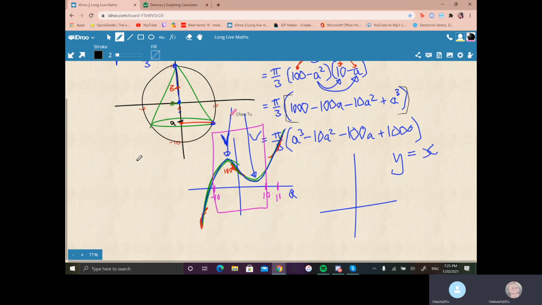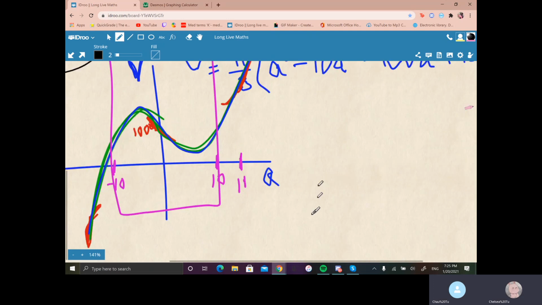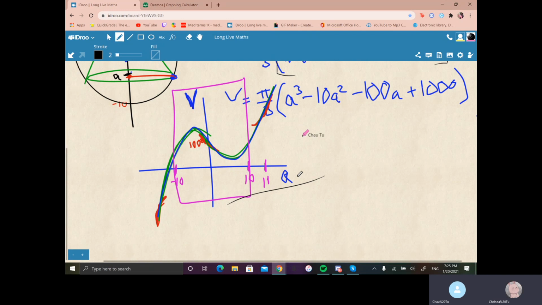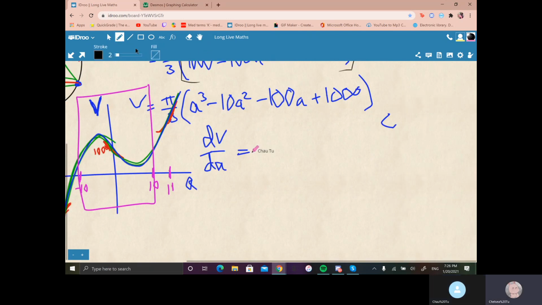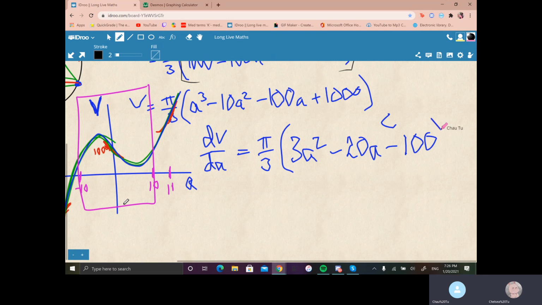Okay. So how do you differentiate this, Chelsea? You basically need to find dV over dA. Can you see that dV over dA is 3A squared... See that constant there? You've got to leave that constant one and concentrate on differentiating. 3A squared minus 20A minus 100.